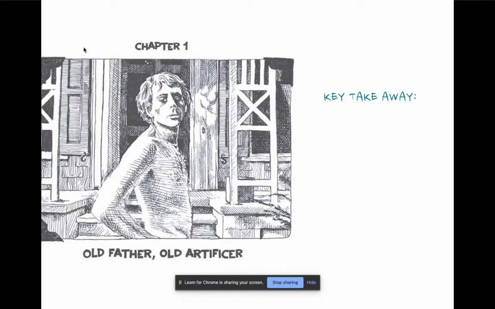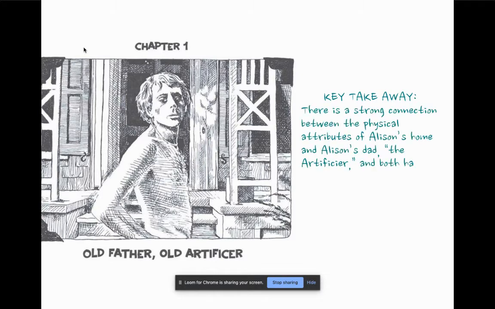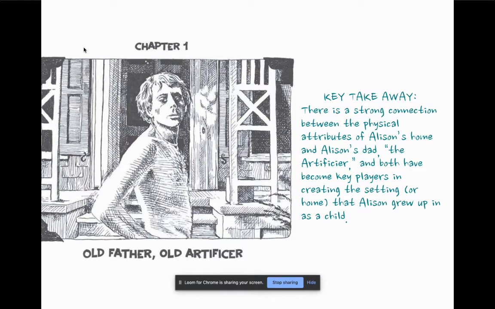So with this title page alone, you will already have some thoughts. And my key takeaway from this page is that there is a strong connection between the physical attributes of Allison's home and Allison's dad, the artificer, and both have become key players in creating the setting, in this case, Allison's home, that she grew up in as a child.